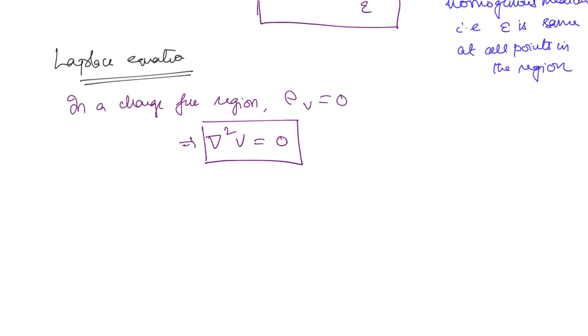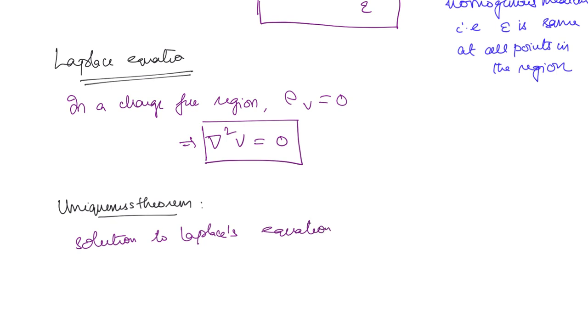And lastly we have something called the uniqueness theorem. So this is not required in much detail as of now. It just means that the solution to the Laplace equation is unique. So there are different approaches to solve the Laplace equation. So whichever approach you go, the final solution you are going to get is the same. So that is the uniqueness theorem.